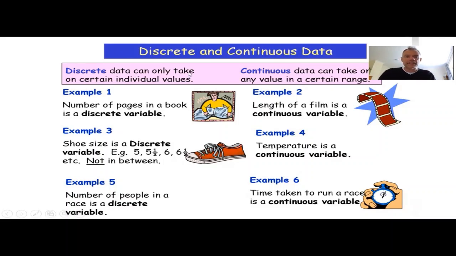So discrete data can only take certain individual values. If you take a book, it's got a number of pages in there. You don't have 1.3 pages. It's either page 1 or page 2. There's no page 1.5. If you look at shoe size, you're either size 6, 6.5, 7, 7.5. You don't have size 6.1 shoes. It's a fixed number of choices, and the number of people in the Olympic sprint final is going to be 10 people. It's a fixed number. You don't have half a person.